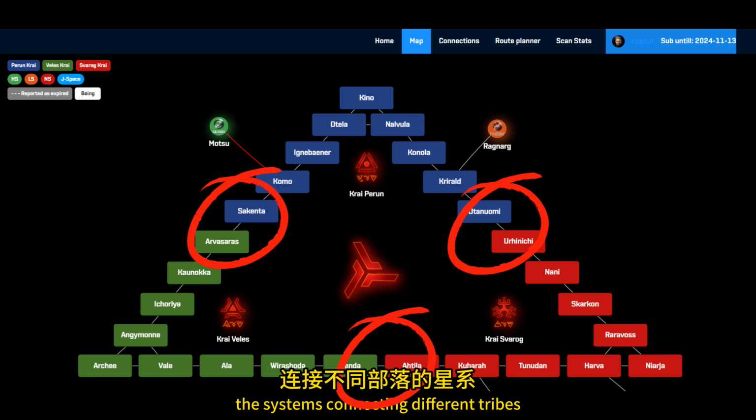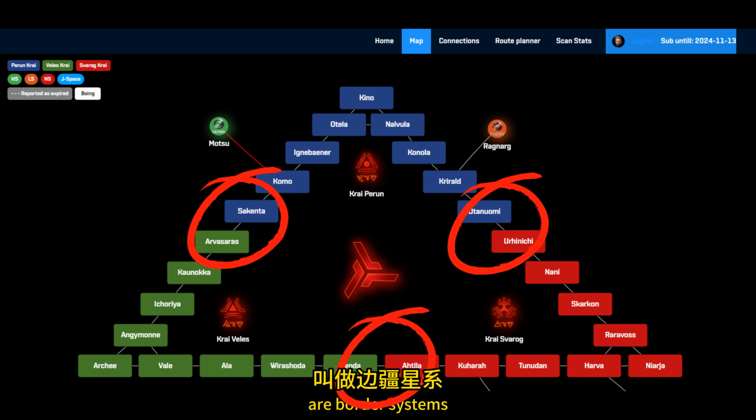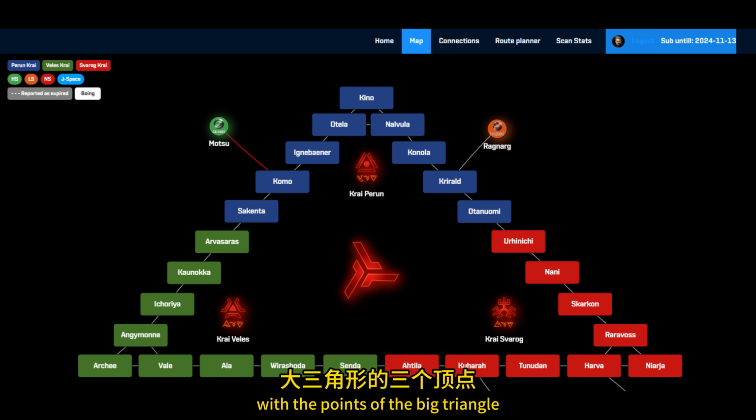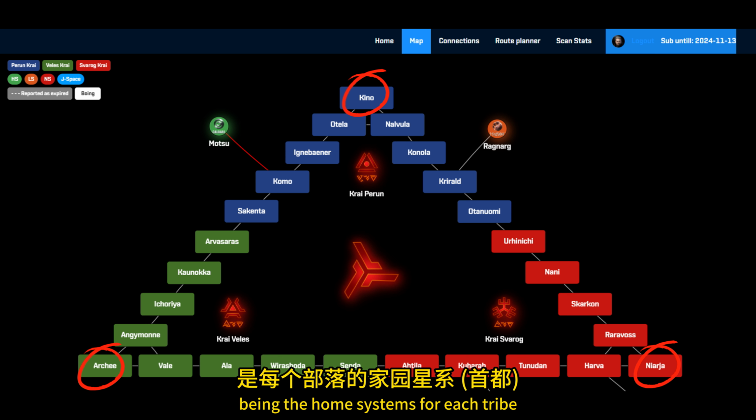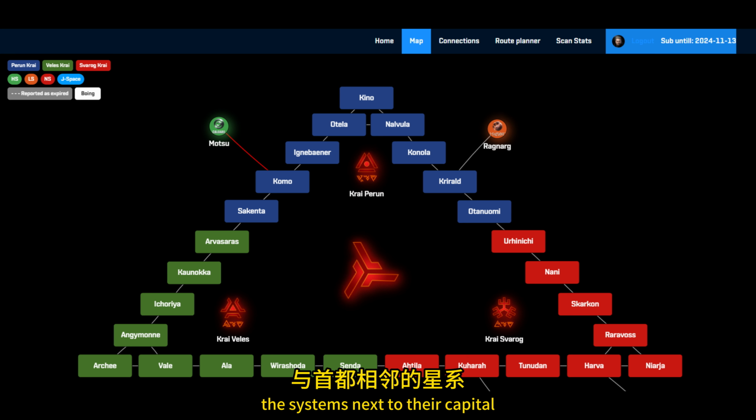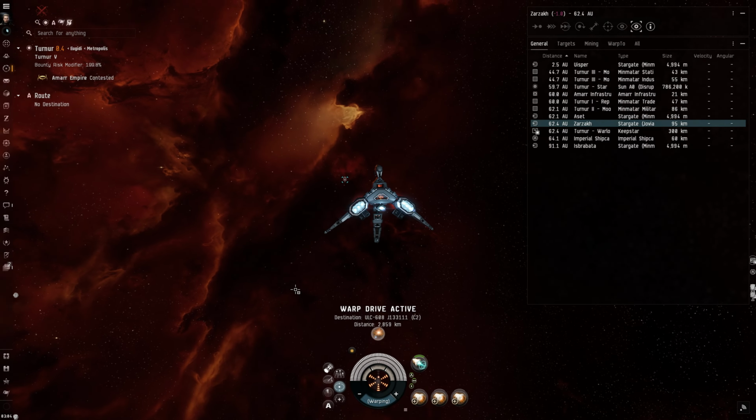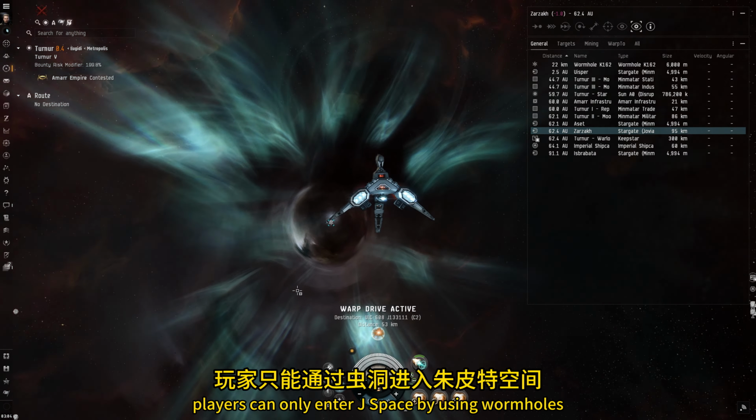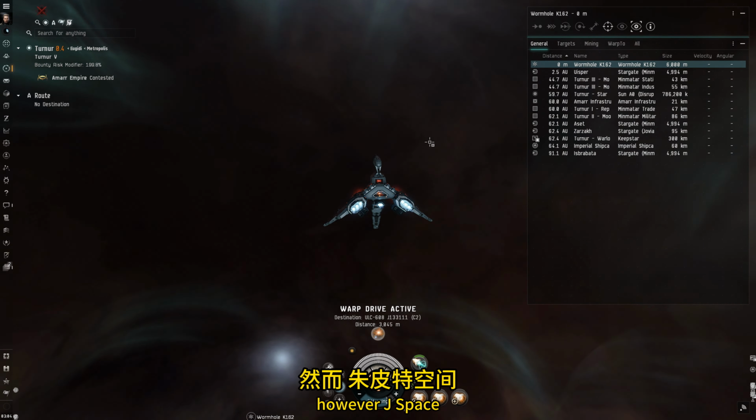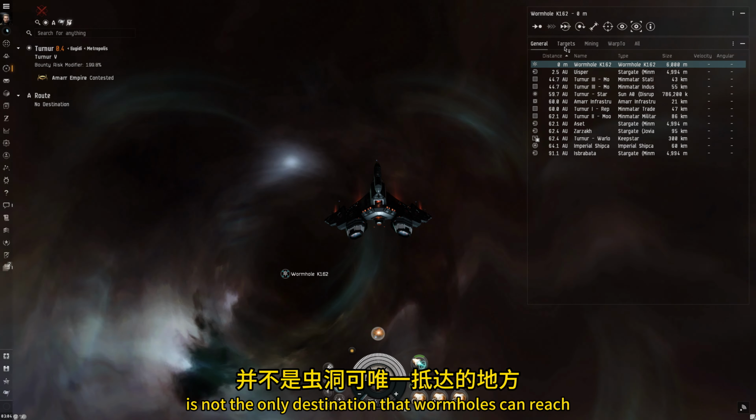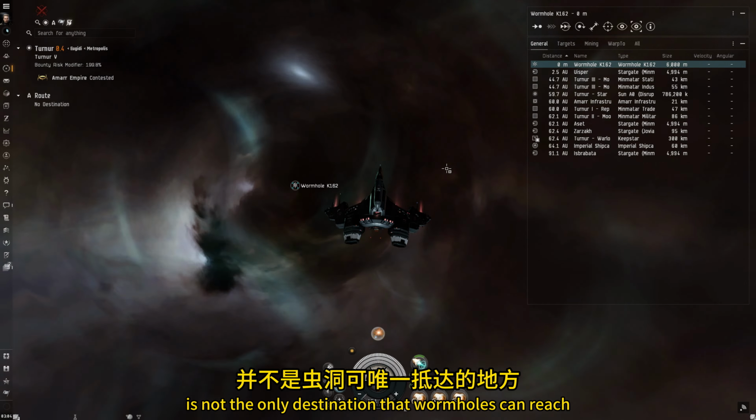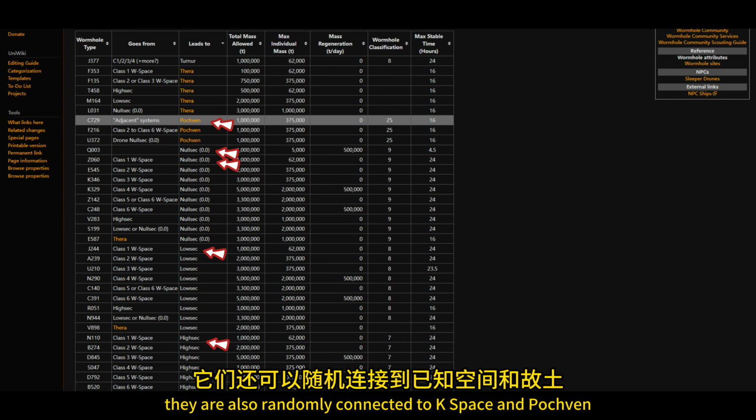The systems connecting different tribes are border systems, with the points of the big triangle being the home systems for each tribe. The systems next to their capital systems are their internal systems. Players can only enter J-space by using wormholes. However, J-space is not the only destination that wormholes can reach. They are also randomly connected to K-space and Pochven.